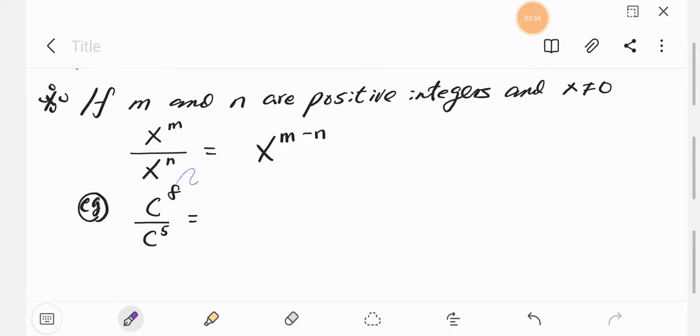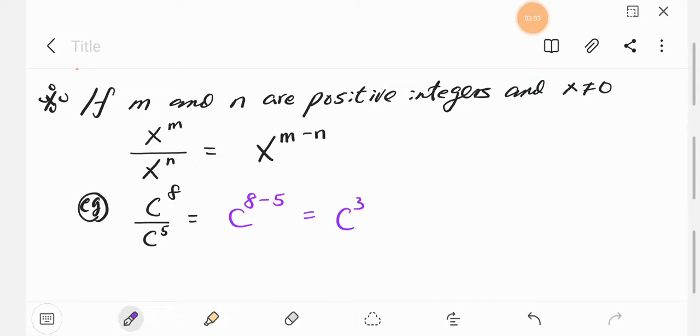Then the division of this monomial is equal to what? X to the m minus n. Or you can move m to the bottom, but we can do it later. Alright, so for example, like this. The numerator and the denominator have the same base c. Then that means there are 8 c's in the numerator, 5 c's in the denominator. So this is equivalent to what? Subtracting the exponents. So 8 minus 5. So that is equal to c cubed.